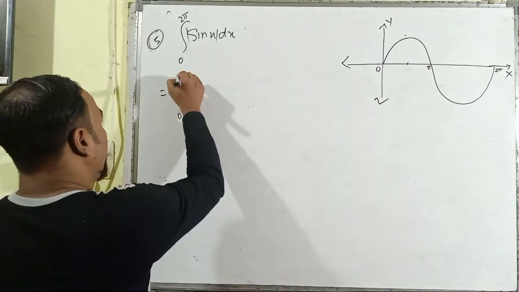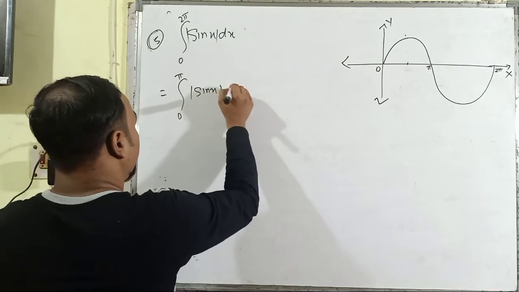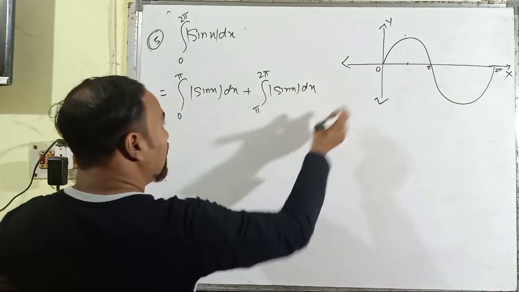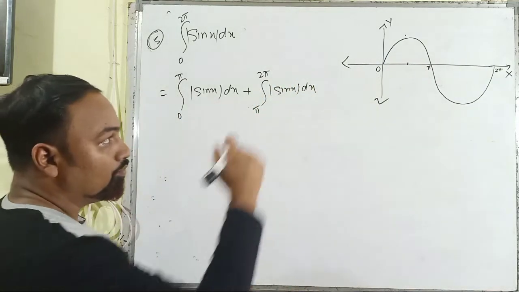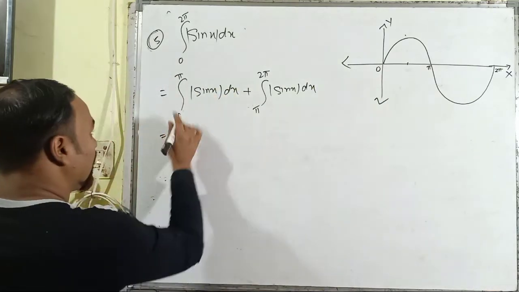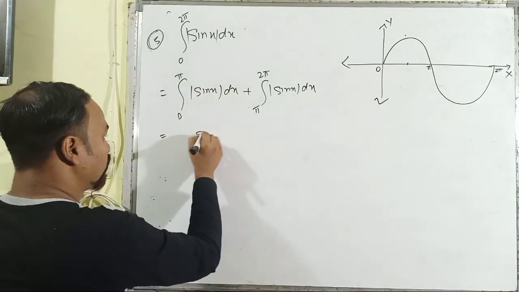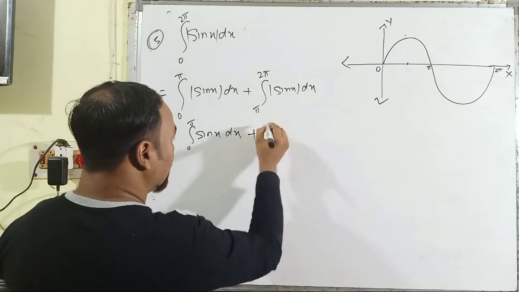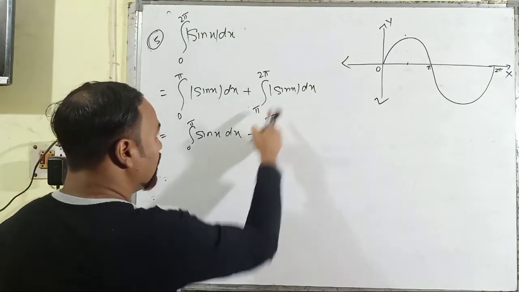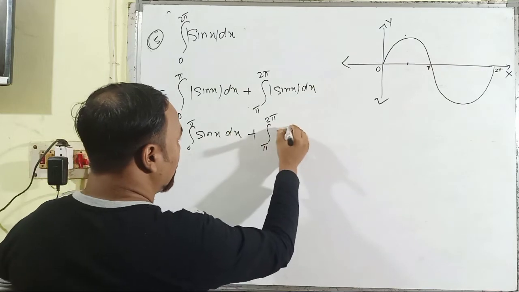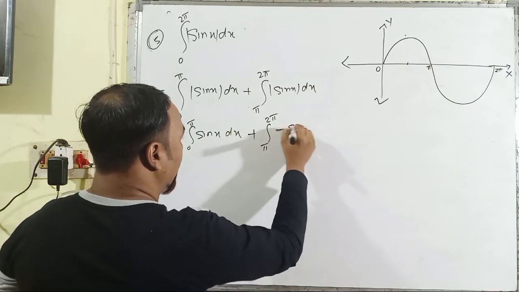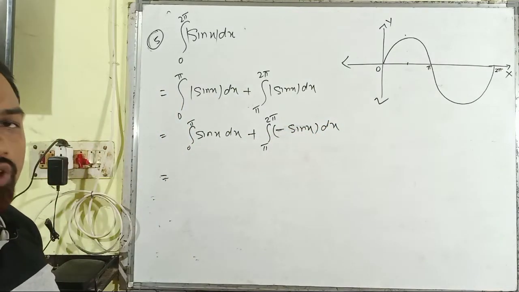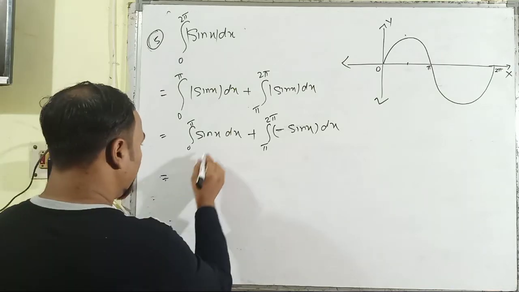So it will be the integral from 0 to pi of modulus of sin x dx, plus the integral from pi to 2 pi of modulus of sin x dx. 0 to pi is the positive interval, and pi to 2 pi is the negative interval. So in the positive interval 0 to pi, the modulus of sin x will be equal to sin x, and from pi to 2 pi, the modulus of sin x will be minus sin x dx.